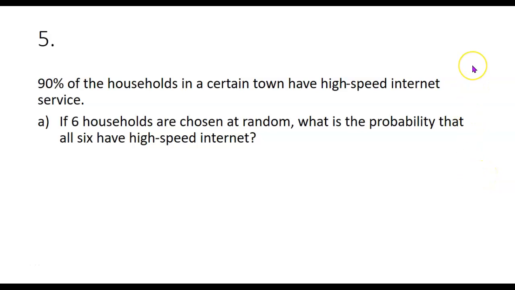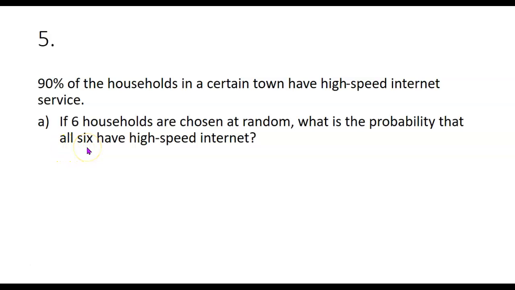Okay, we are ready for number 5 on the review problems. It says 90% of the households in a certain town have high-speed internet service. If 6 households are chosen at random, what is the probability that all 6 have high-speed internet? Well, I can think of 2 different ways we could approach this question. One way would be to treat it as an and question.